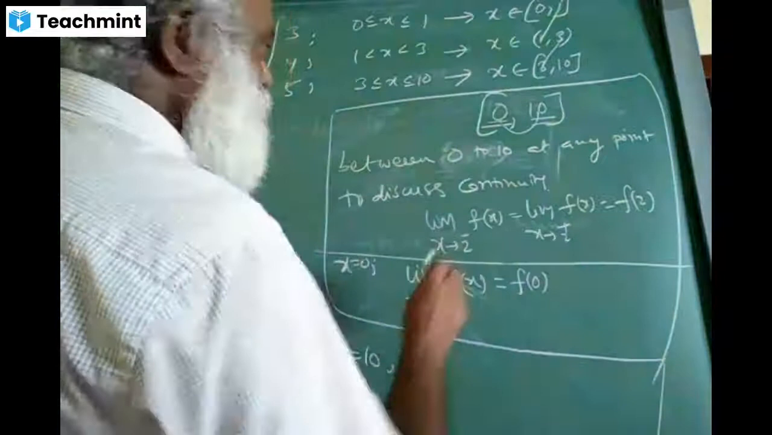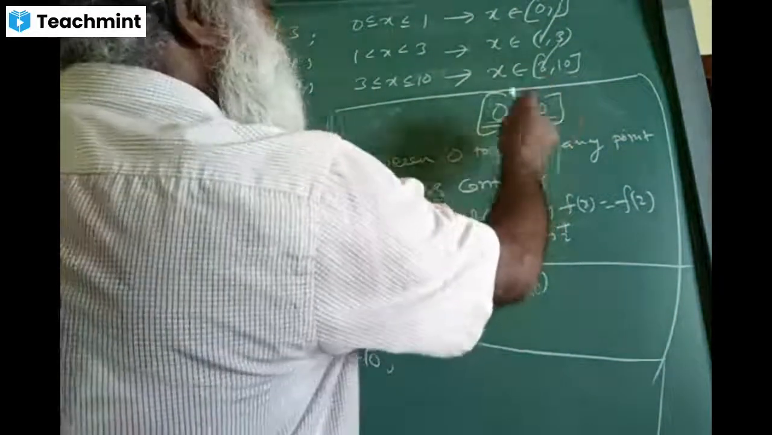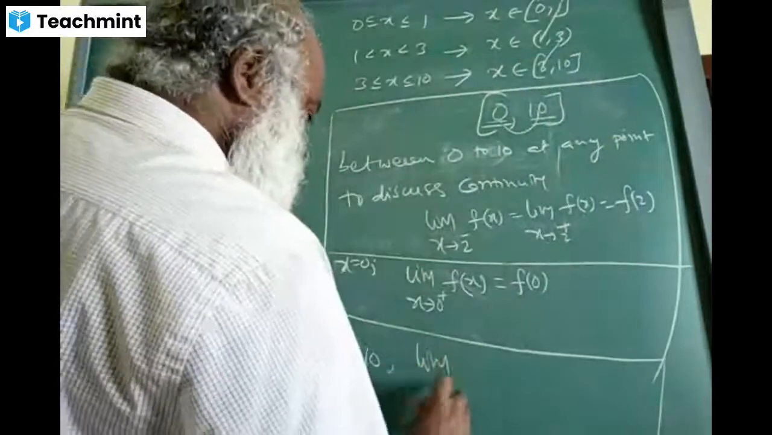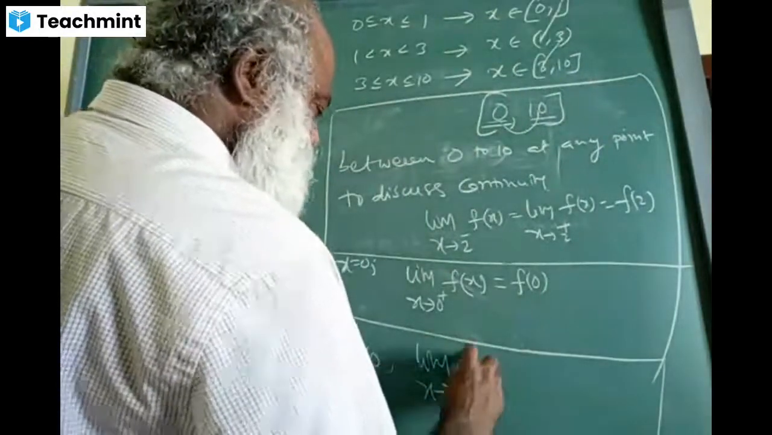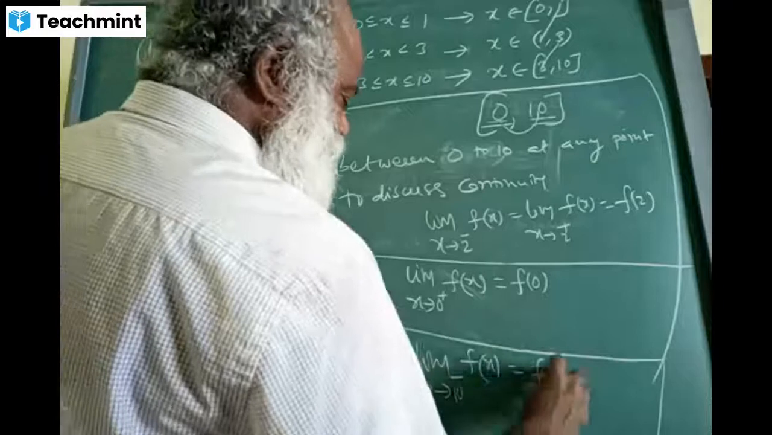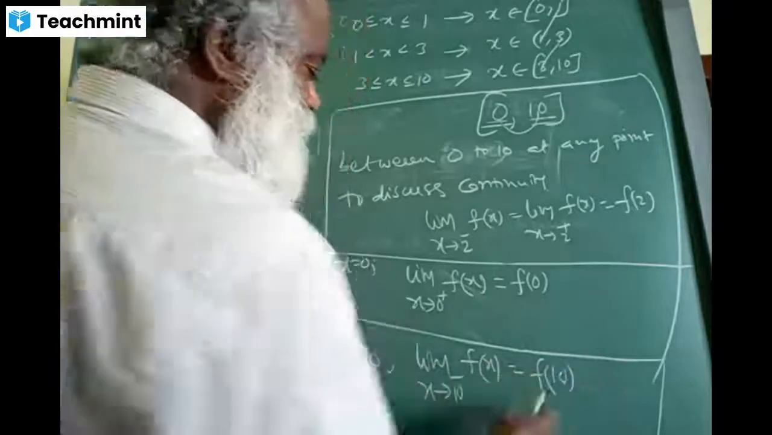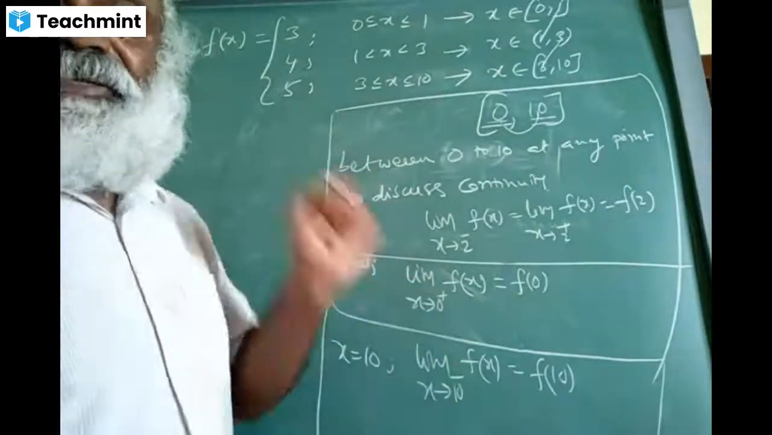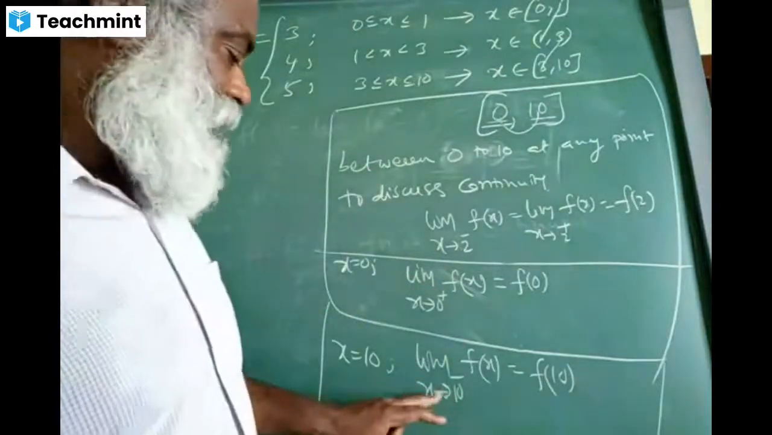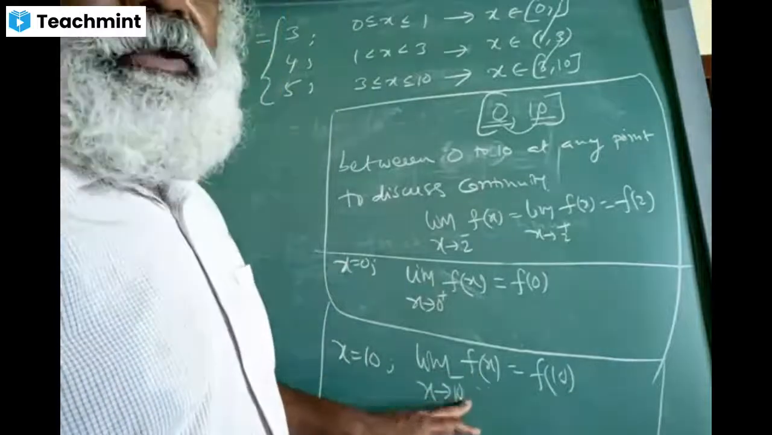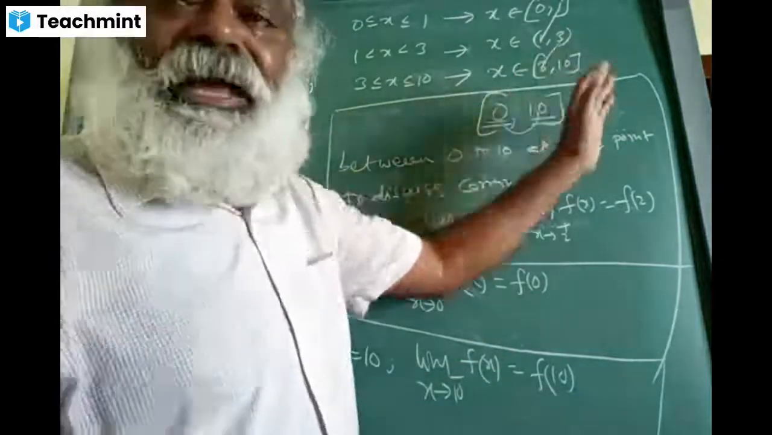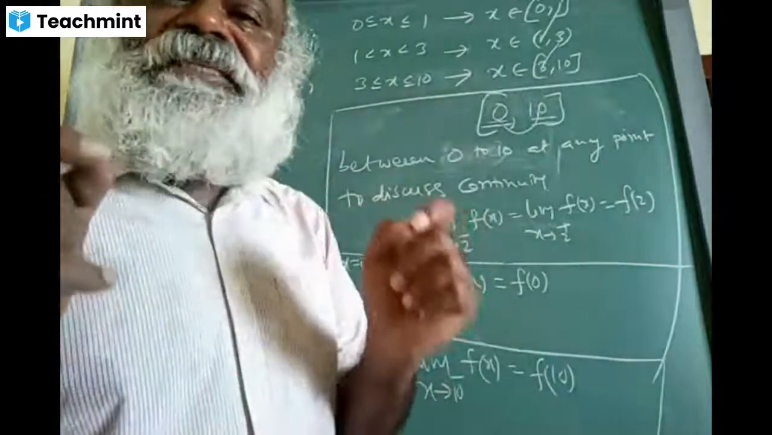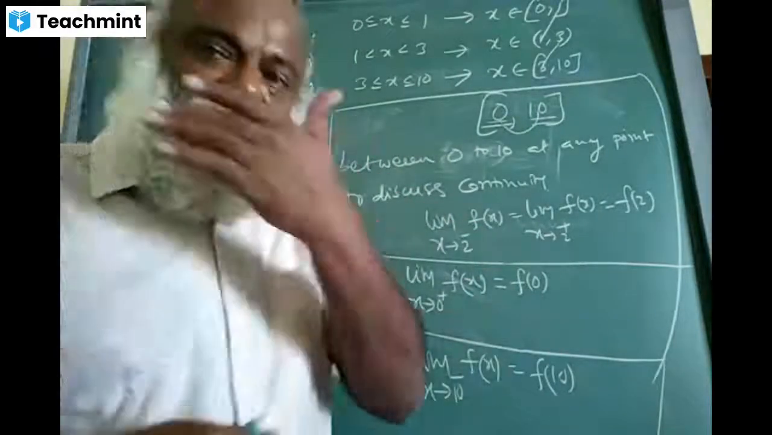At x equal to 10, 10 is there, 10 minus is available, but 10 plus is not there. Therefore, limit x tends to 10 minus f of x equals f of 10. In that case, you could say that the function is continuous at x equal to 10. 10 plus is not in the interval. That concession is given only for the extremes of the interval.